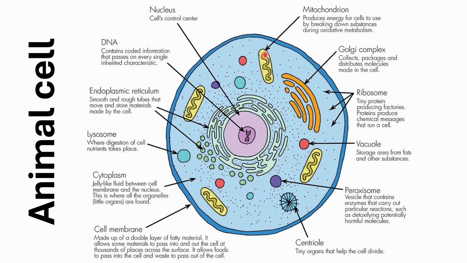Let's come to this one. It's called mitochondria. Mitochondria is actually the powerhouse of the cell. It's like a generator, like a UPS, like a battery. Whenever a company works, you see a lot of big generators which supply electricity, and then the whole company works. Same is the case with the mitochondria. It produces energy for the cell to use by breaking down substances during oxidative metabolism.